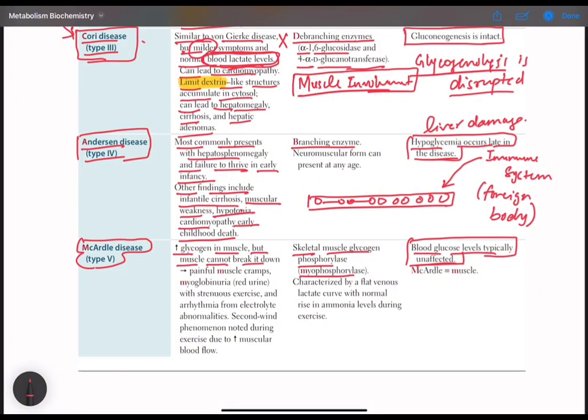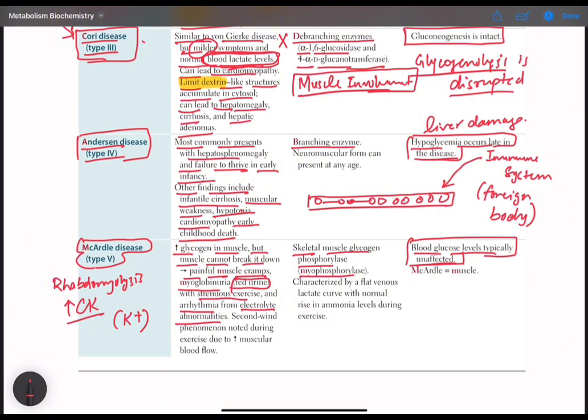So this will lead to painful muscle cramps in exercise, and if these patients start to exercise, this will lead to rhabdomyolysis or breakdown of muscle tissue. This will lead to the spilling of myoglobin into blood and urine, turning the urine red, and the patient will have high levels of creatine kinase due to the spilling of creatine kinase from the muscles. The patients may also experience arrhythmias from electrolyte abnormalities, especially the potassium spilled from the muscle tissues with strenuous exercise.